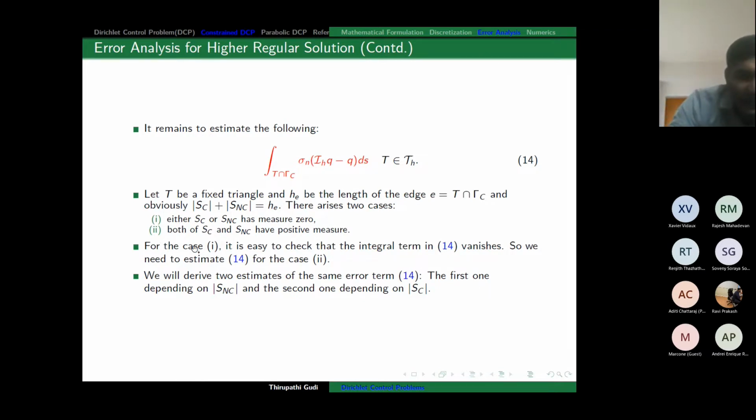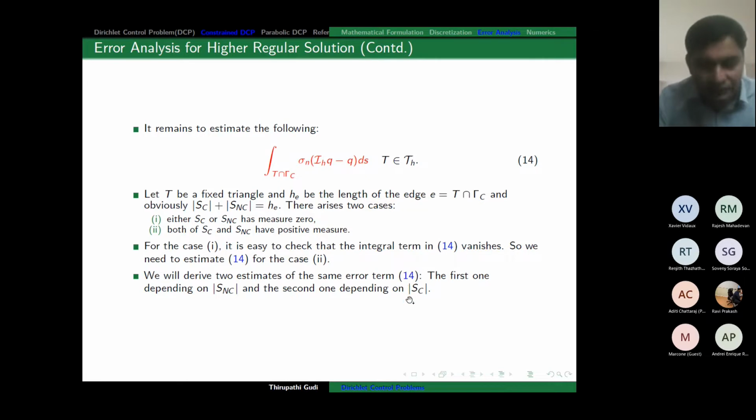In the first case, if one of them is 0, say SNC has measure 0, that means SC is nothing but E. In that case this will be 0, because Q will be constant and the interpolation will be nothing but the constant, so that will be 0. Otherwise, sigma n will be 0. So the first case is trivial. In the second case, where both are present, that's basically the free boundary, so that is the most difficult one.